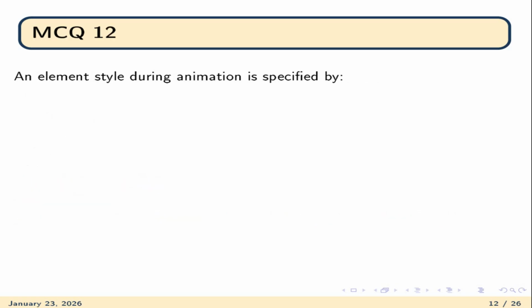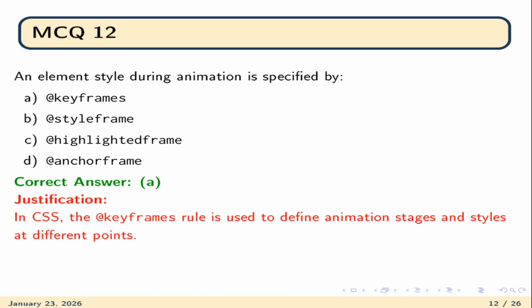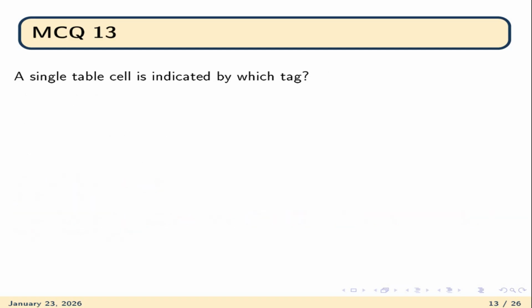Question number 12. An element's style during animation is specified by: @keyframes, @style, @highlighted frame, or @anchor frame. The correct option is A, that is keyframes. Because in CSS, the keyframes rule is used to define animation stages and styles at different points.